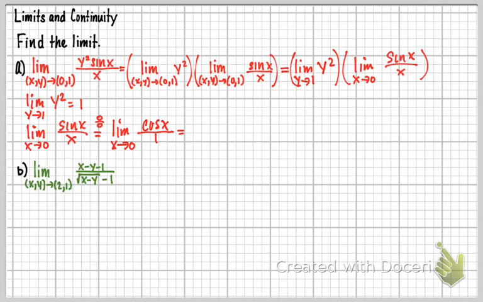So now, when I plug in my 0 here, let's try it again. The cosine of 0 is actually 1. So my limit here is going to be 1.